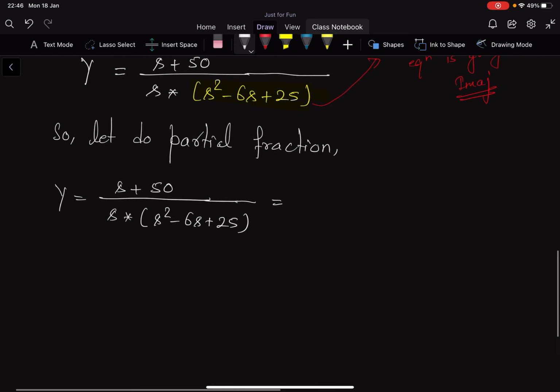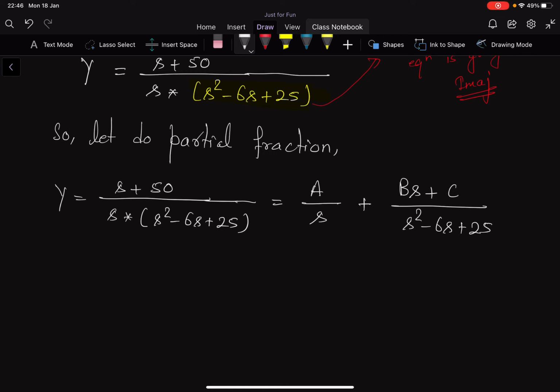Remember, this is a trick: whenever you have imaginary roots, we must follow this structure, which is A over s plus (Bs plus C) over (s squared minus 6s plus 25). So remember this section here. This is how you need to follow. Just A over s, sometimes you might have an s there, or sometimes you will not. But if you have imaginary roots, you can always apply this as Bs plus C. If you already have s in there, then you just use this format.